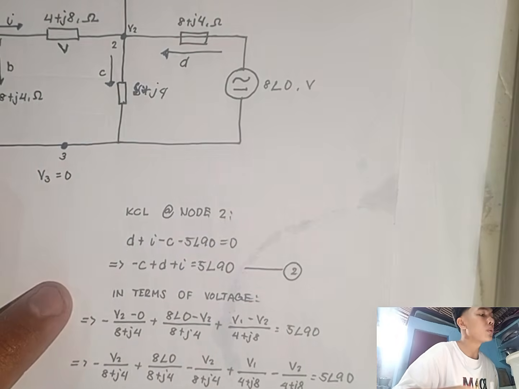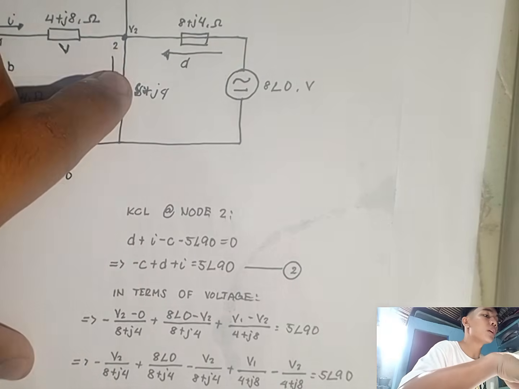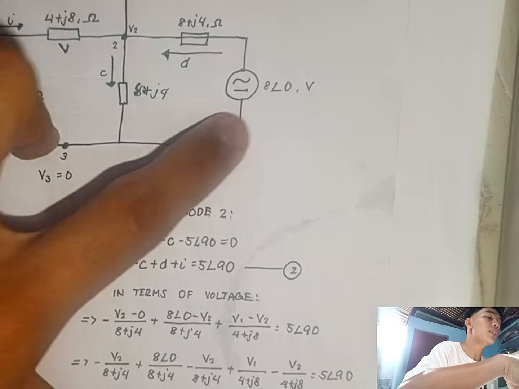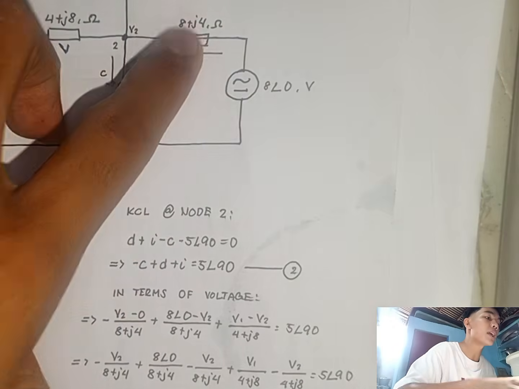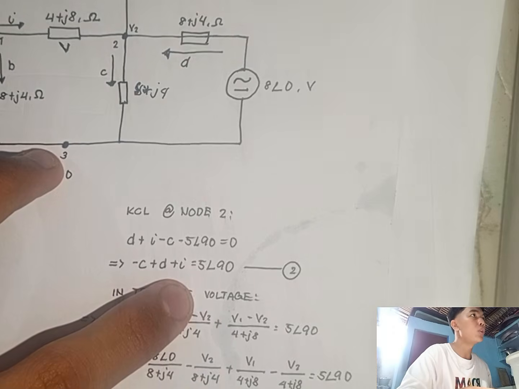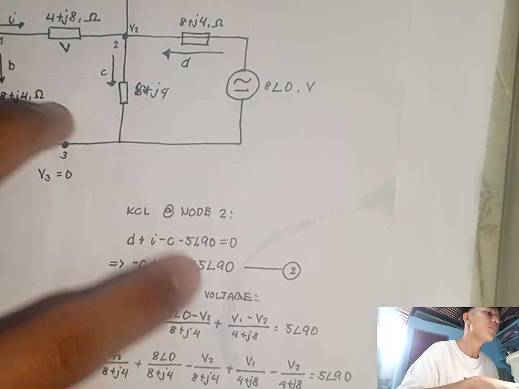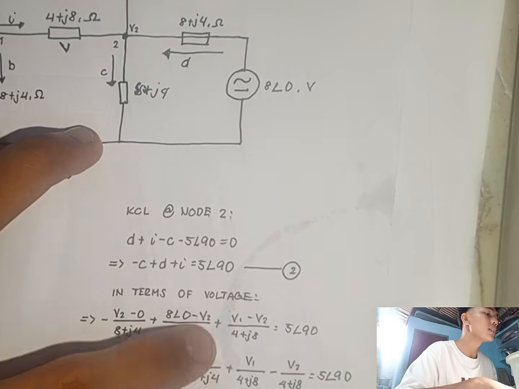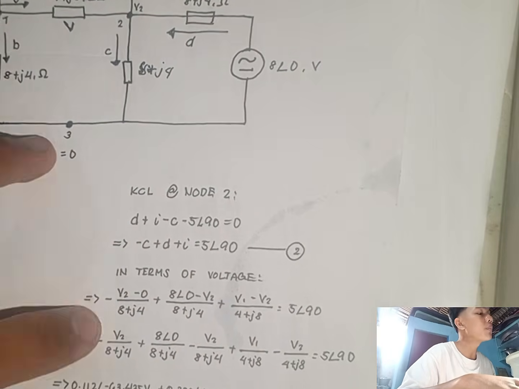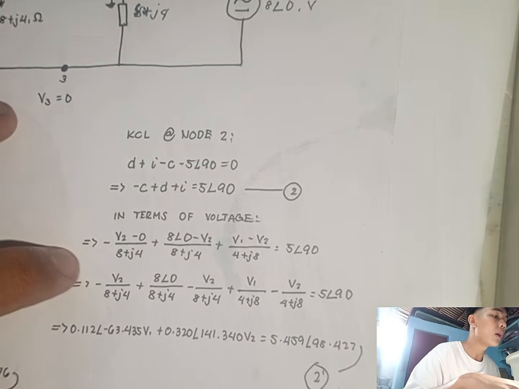In terms of voltage, the value of current C is V sub 2 minus 0 over our impedance 8 plus j4. For the current B, we have 8 angle of 0 minus V sub 2 over our impedance 8 plus j4, plus our current I in terms of voltage, V sub 1 minus V sub 2 over our impedance 4 plus j8, equals our constant 5 angle of 90. Further simplifying, we separate them again and combine the similar terms, V sub 1 first.